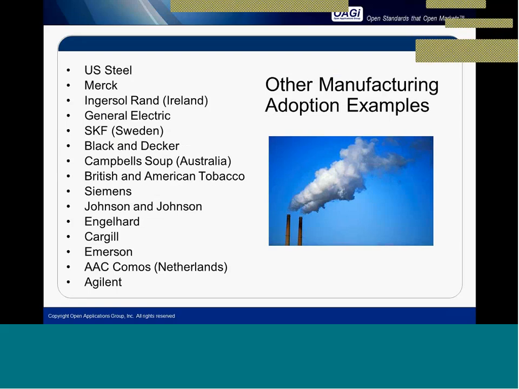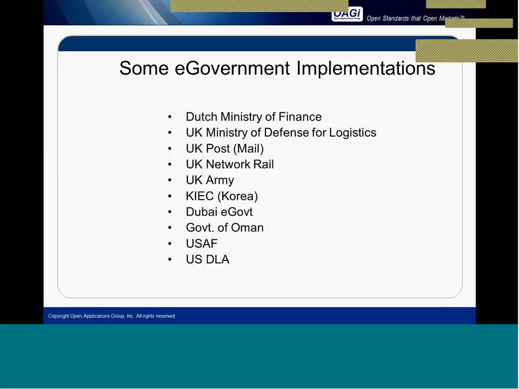Then we have a lot of what I'll call general manufacturing that crosses into all sorts of industries. U.S. Steel has been a user for quite a while now. Merck as a pharmaceutical, general contractors, soup companies. We have beer companies that use us as well. And several e-government implementations, as you can see.